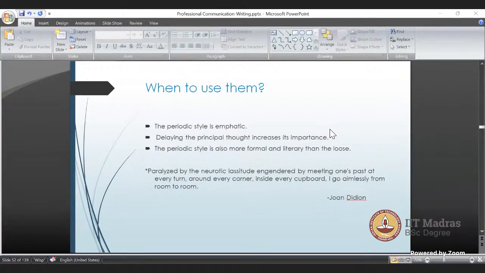And stylistically, spatially, it is arranged towards the end of the sentence to tell the reader that we have so many things that go before it. These are details, but what I want you to focus on is this. The main point is this. I go aimlessly from room to room. Okay, right. That's your periodic style.